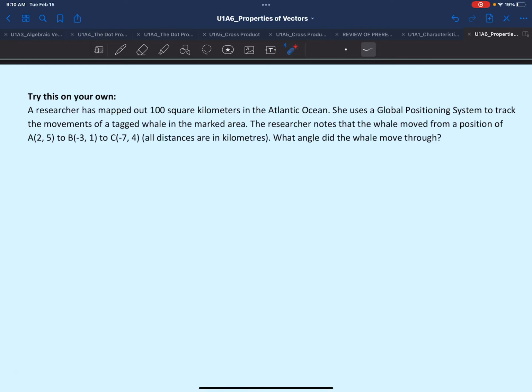Welcome back to lesson U1A6, Properties of Vectors. This is video number 4 and we're going to try this problem together. I know I asked you to try on your own, but here is the solution after you've given it a try. So let's read this.